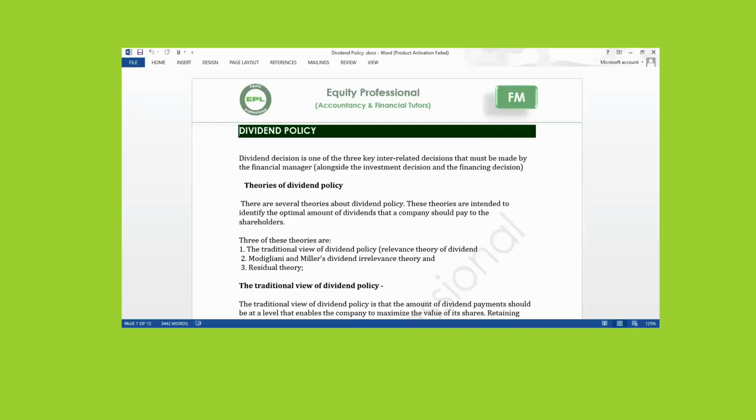Dividends are the percentage of the company's profits that is paid to shareholders in the form of cash. Your dividend policy is the policy that determines how and how much dividend is to be paid to shareholders.